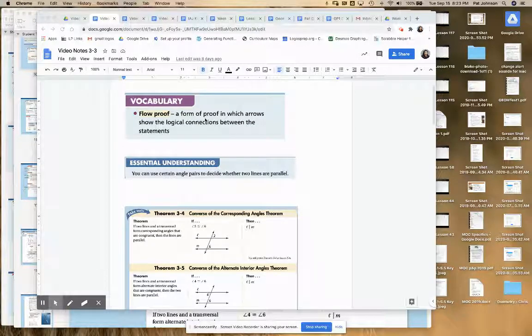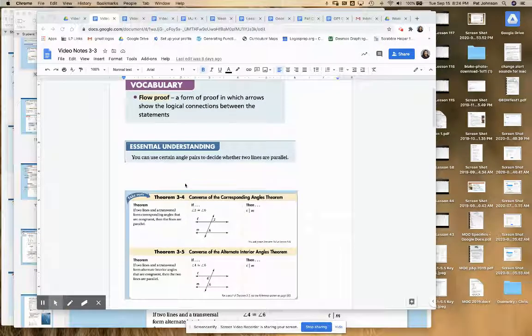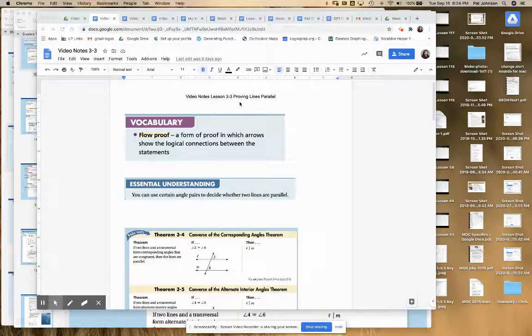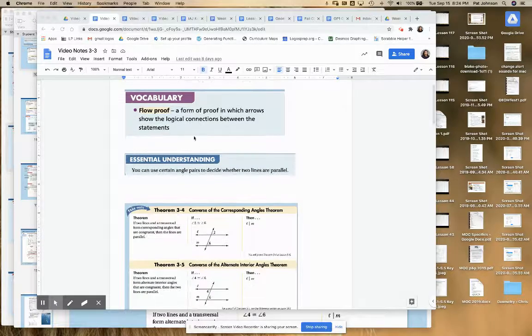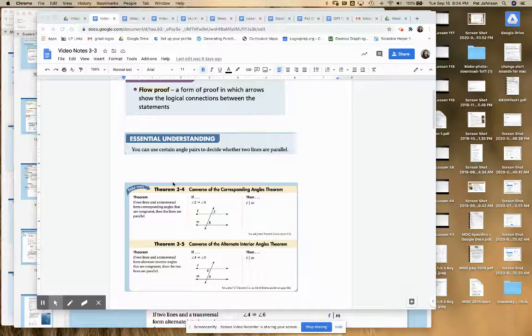It's just a way of writing your proofs down and using arrows, connecting the logical statements between each other. So we're going to use certain angle pairs to decide whether two lines are parallel. We're doing two things: we're proving lines are parallel, and we're learning a new proof called the flow proof. If I give this to you on a test, it'll just be the diagram with fill in the blanks, but you still work it the same way.